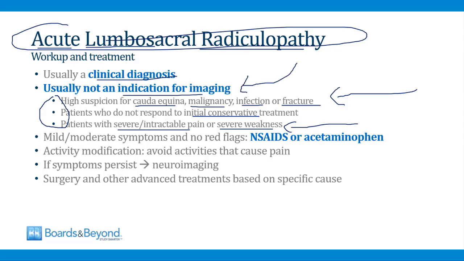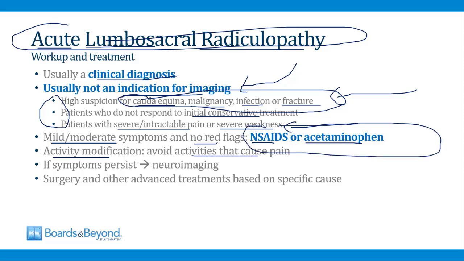In those cases, when you have patients who have mild or moderate symptoms and none of these red flags listed here, then usually all you need to do is treat the patient with NSAIDs or acetaminophen. You can also advise them to modify their activity by avoiding activities that cause pain. And in many cases, if you do these conservative measures, patients will improve over a few days or weeks. Now, if symptoms persist, then you can do neuroimaging because you can see if there's a cause that could be treated. And there are options for surgery and other advanced treatments based on the specific cause, but generally only in cases with red flags that don't respond to conservative therapy.